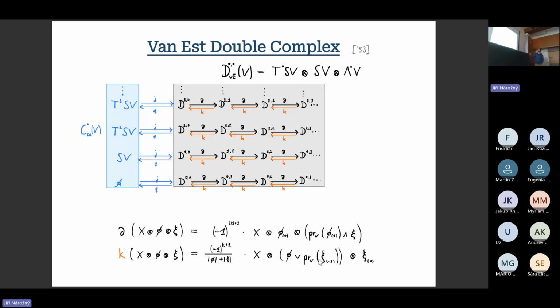This is a homotopy showing that J and Q are actually quasi-inverses, and the cohomology of each single row is concentrated in degree 0 and exactly given by the respective degree in our coalgebra complex.